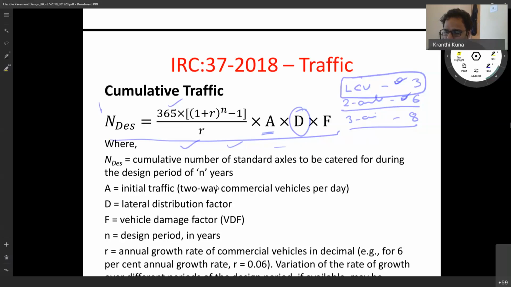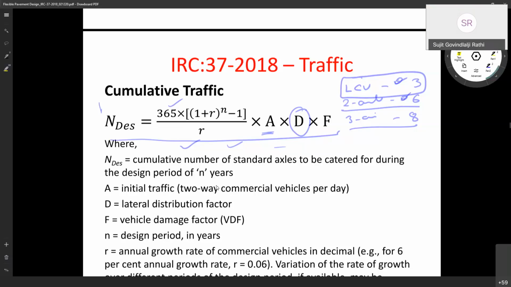If the median width is more than 5 meters, does it mean a separate pavement design can be done for both lanes? Yes, there will be a separate pavement design. Oh, you're talking about a divided carriageway.